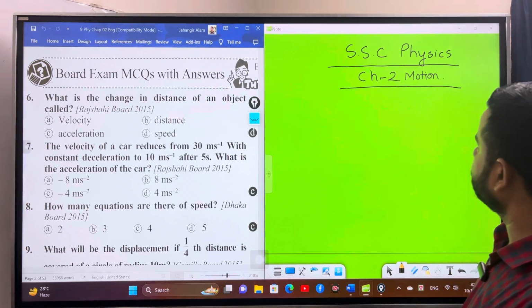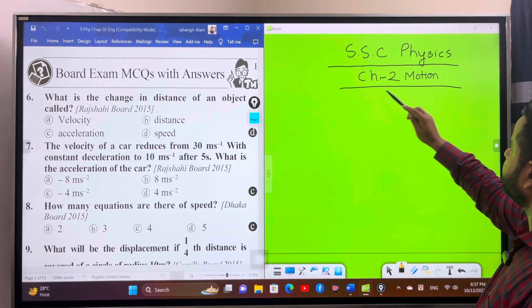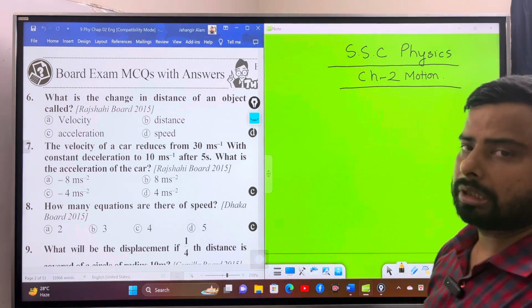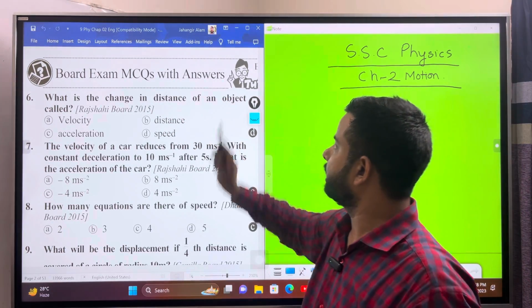Today I am going to discuss SSC Physics Chapter 2 Motion. Some MCQ questions, board exam MCQ with answers.